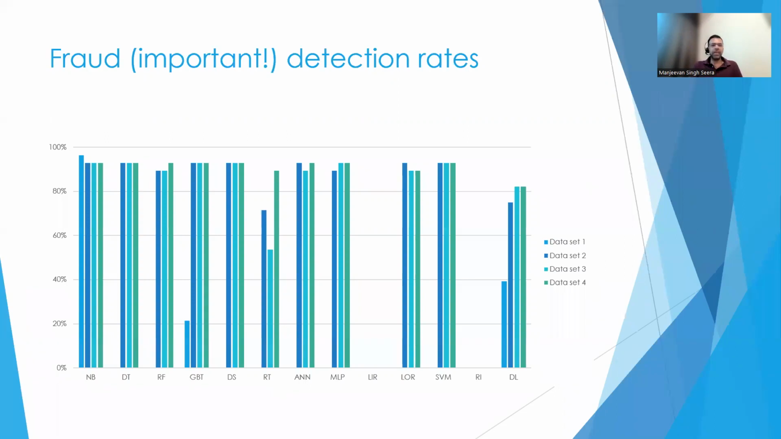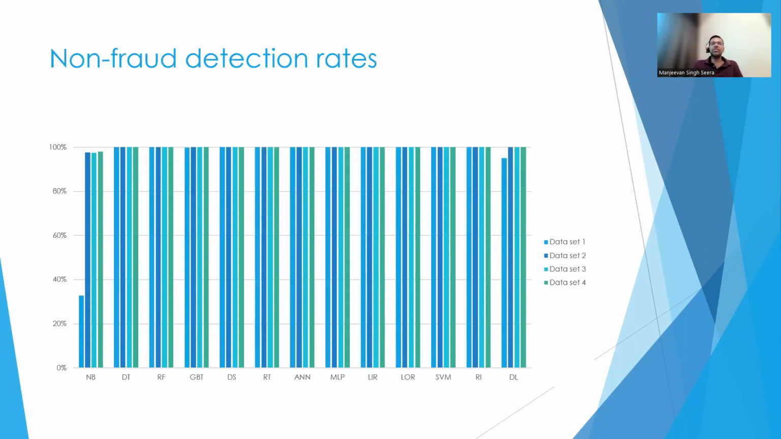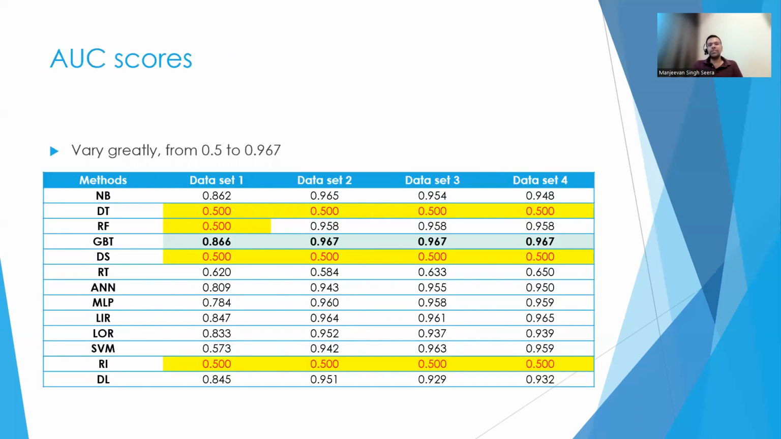Okay, but the SVM, naive Bayes, and some other classifiers could detect fraud in most of the data sets. So it's important to have a classifier which detects fraud as well as genuine transactions. The genuine transactions or non-fraud detection rates were very good across most of the classifiers, with the exception of naive Bayes for the first data set without the features being aggregated. So in order to choose a good classifier, both the fraud and non-fraud or genuine detection rate should be as high as possible. We now look at the AUC scores.